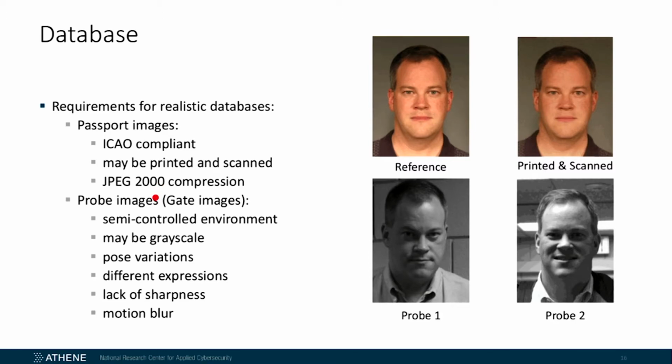And the second type of images are the gate images. There the environment is semi-controlled, so we cannot control how the subject behaves. So we might have pose variations, different expressions, lack of sharpness or motion blur, and further alterations in the image. And in addition, many eGates only provide grayscale images.